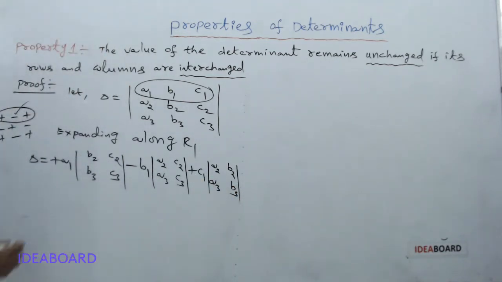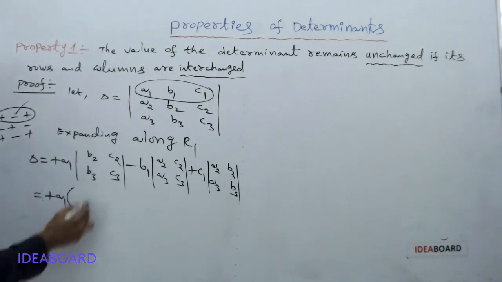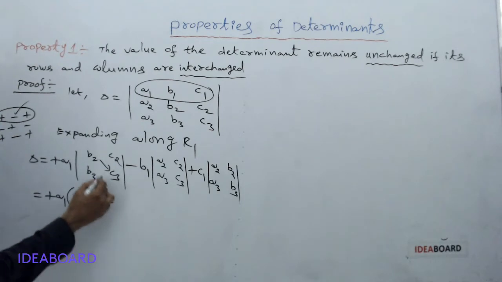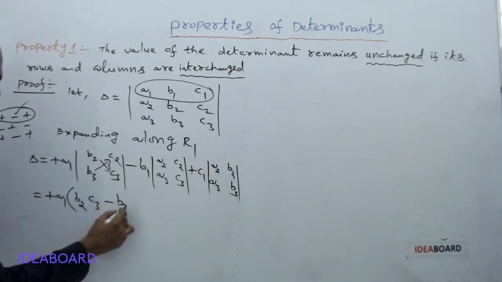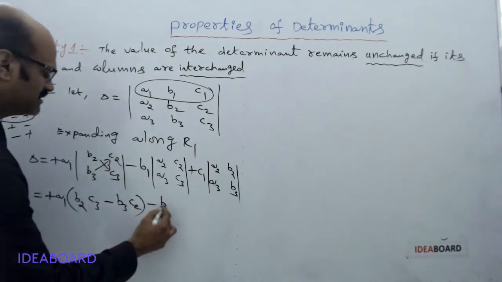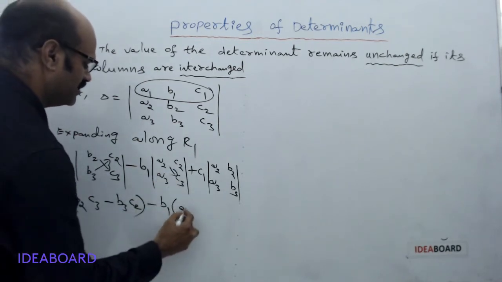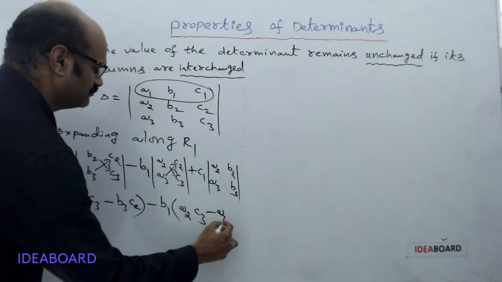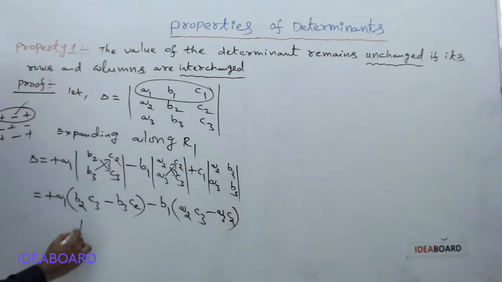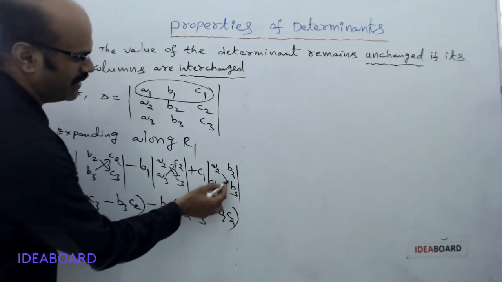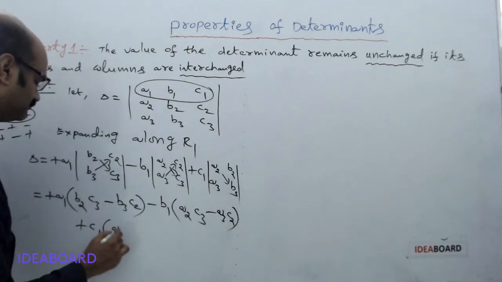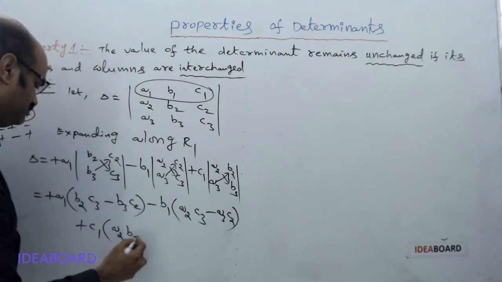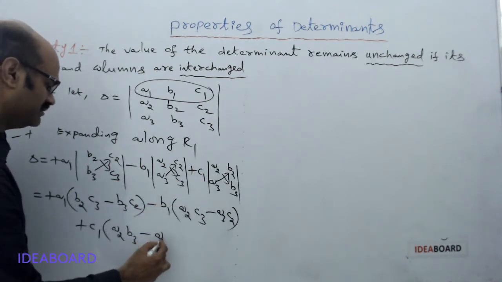Now after expanding we have plus A1 into the product of these two, B2, C3, minus the product of these two, B3, C2, minus B1 into A2, C3 minus A3, C2, plus C1 into A2, B3 minus A3, B2.